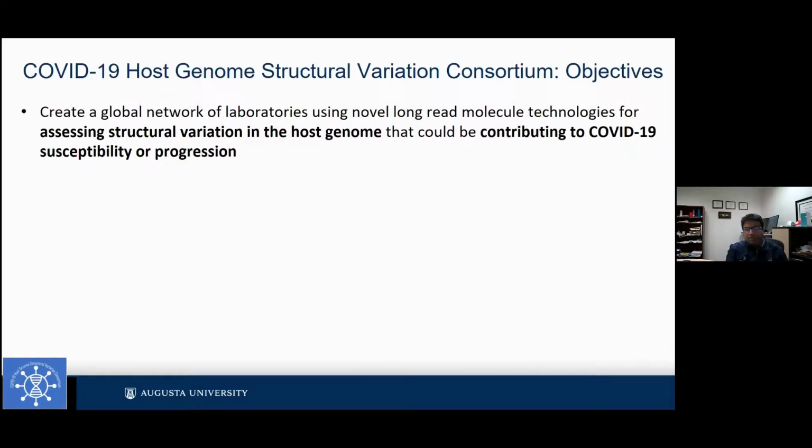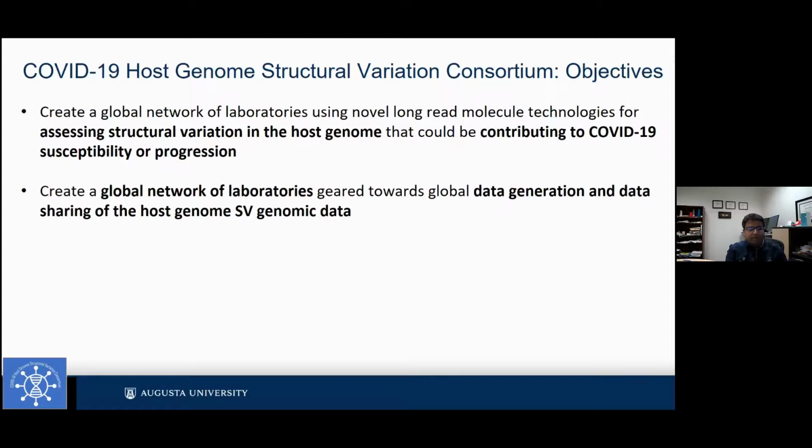So some of the objectives of our consortium are, number one, we want to create a global network of labs who use novel long-read molecule technologies for assessing structural variants in the host genome, with the idea that they could contribute to COVID-19 susceptibility or progression, because we do know some individuals post-infection get symptomatic and definitely progress to ICU or death.